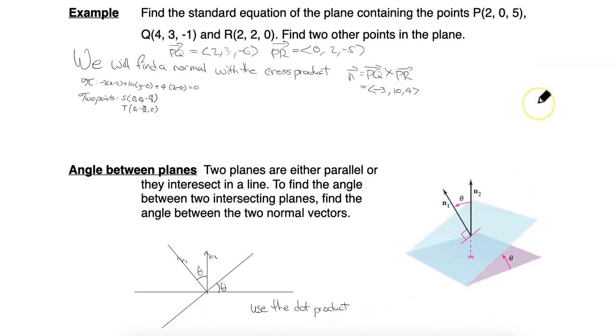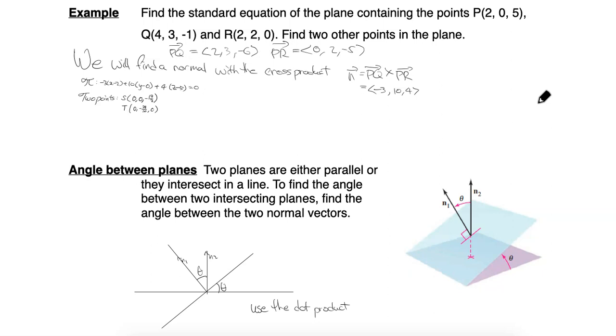So let's see an example. We are given 3 points, p, q, and r, and we are interested in finding the plane that goes through these 3 points. So we will need a point. We have a wealth of points. We'll just remember to use one of them. And then we need a perpendicular vector, so a normal vector.